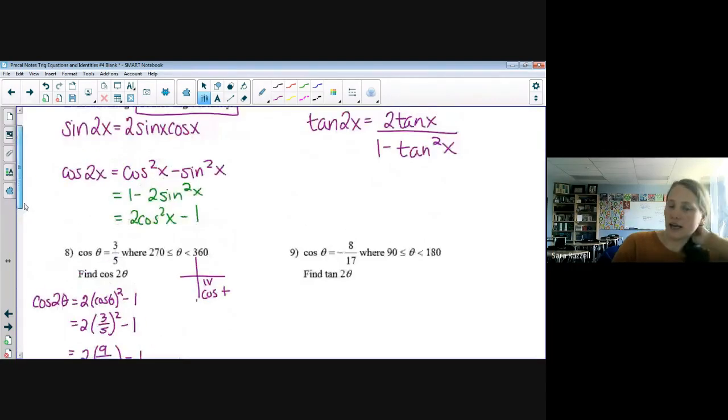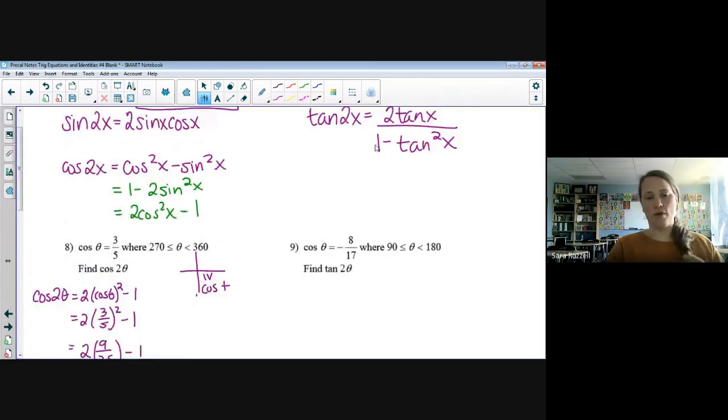On our second one, we'll write out what the tangent 2 theta formula is and see what it is we need. There's no cosine that we could plug in, so we're going to have to figure out how to use cosine to find tangent. And we'll need to know what quadrant we're in. Between 90 and 180, that's in quadrant 2.